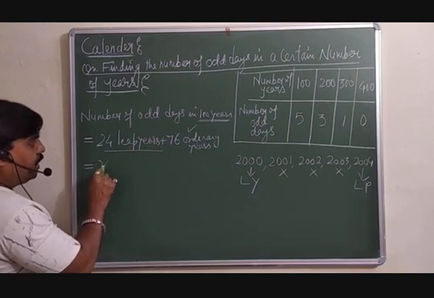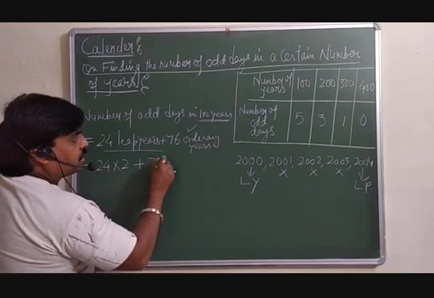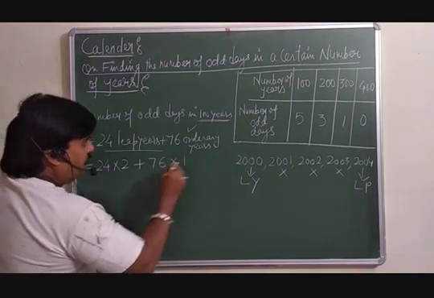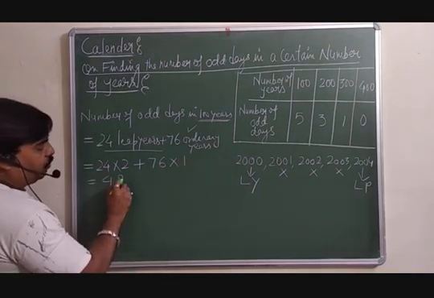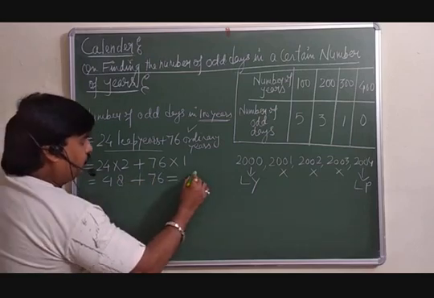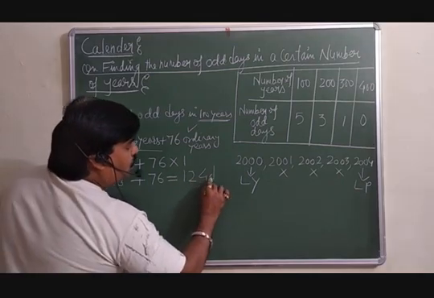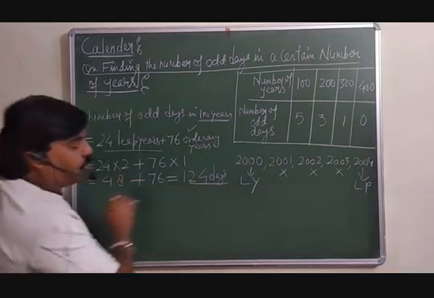We already discussed this. How many odd days does a leap year have? 2. And each ordinary year has 1. So 24 leap years give 48 odd days, plus 76 ordinary years gives 76, so that will be equal to 124. So 124 days are the odd days.